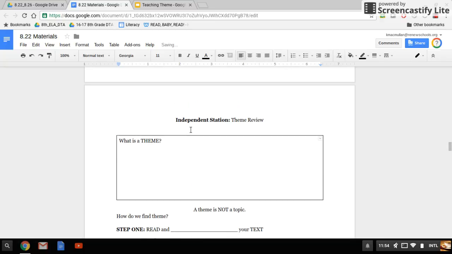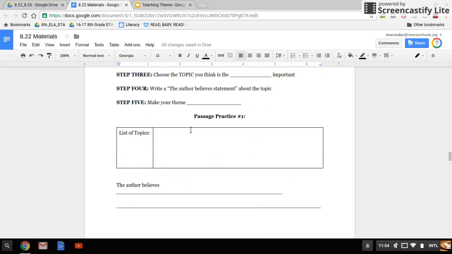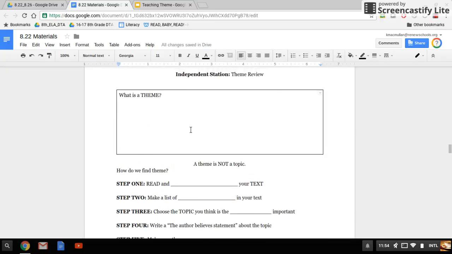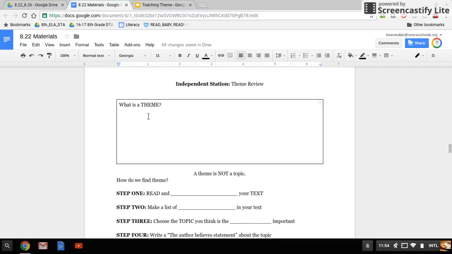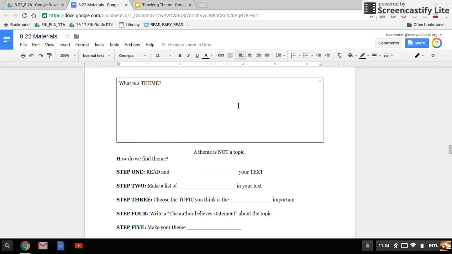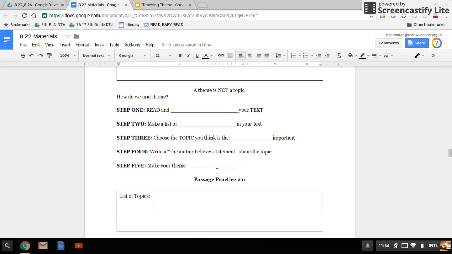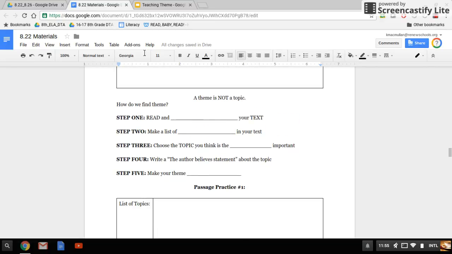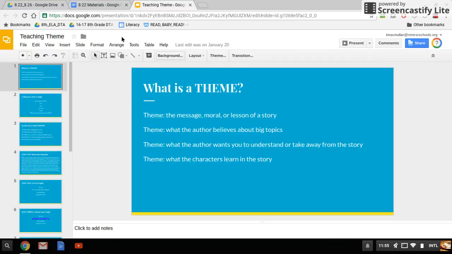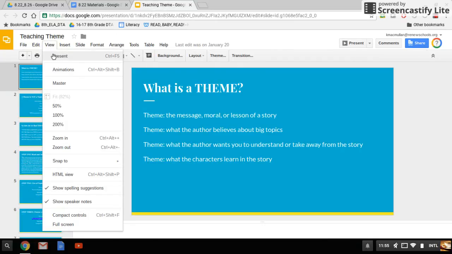This space is where you're going to take notes while I go through the lesson on the PowerPoint. So pay attention. There might be times where I tell you to put down your pencil. There might be times where you're taking notes on your own or filling in blanks. So please pay attention as we go through. So we're going to start by thinking about what is a theme.